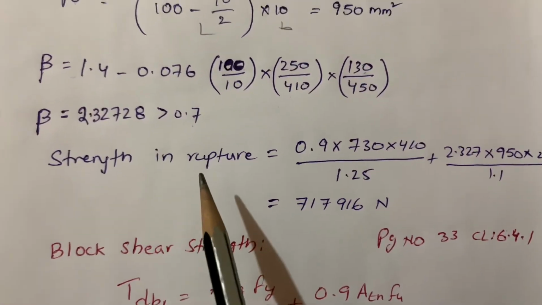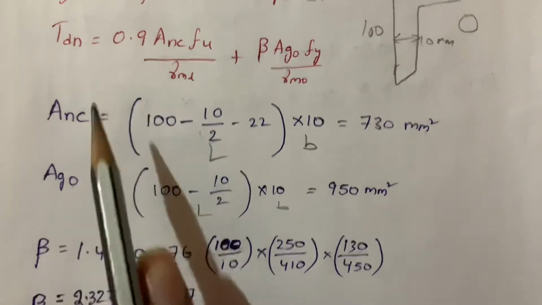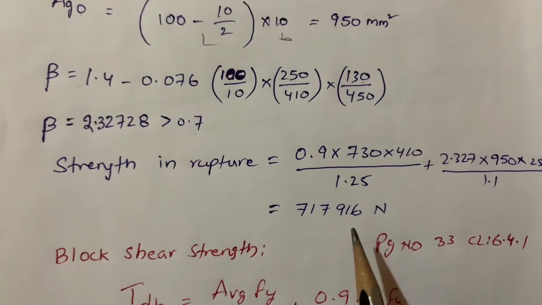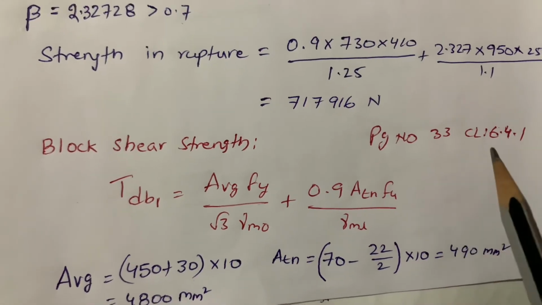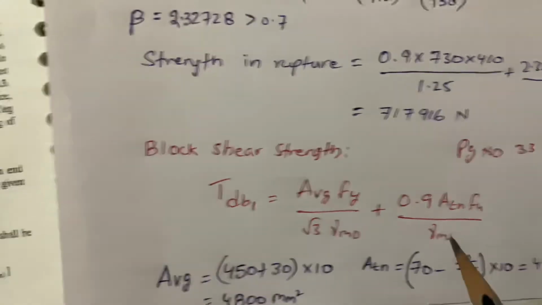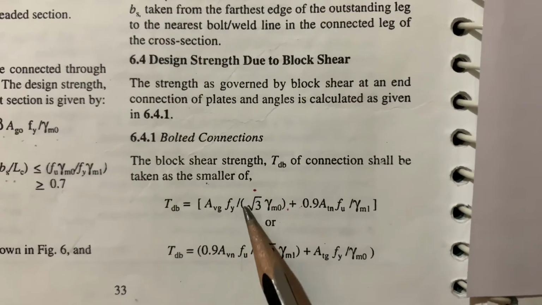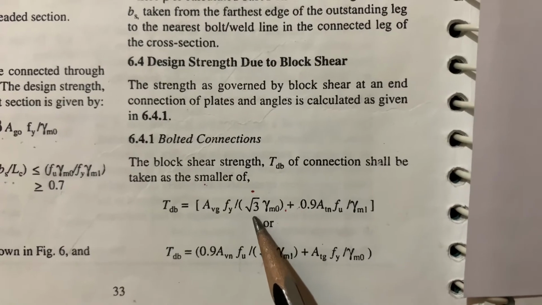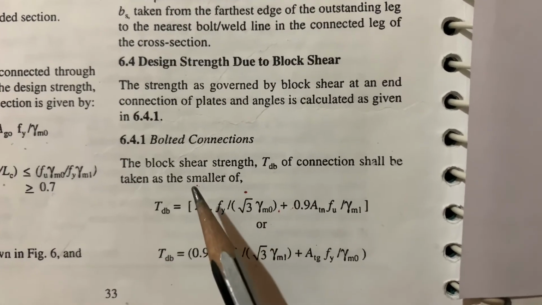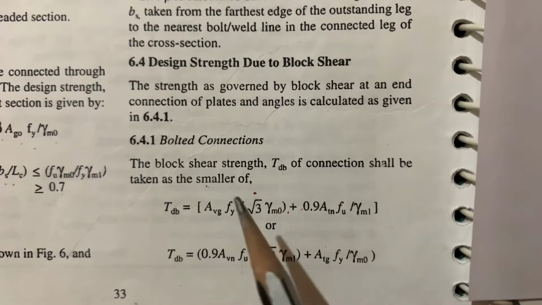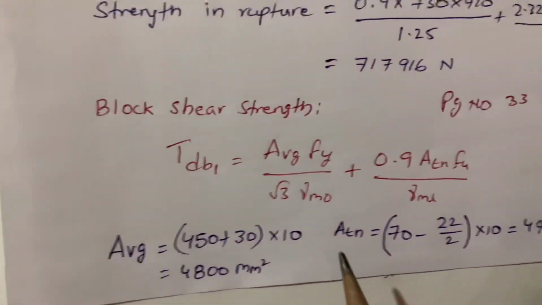After that, strength in rupture. So I substituted all the values in this equation. I got TDN. After that, block shear strength. In page number 33, clause number 6.4.1, the code specifies the block shear strength. So by using these two formulas, we are going to calculate block shear strength. After calculating these two values, the code specifies that the connection shall be taken as the smaller of these two values. So I substituted the values.